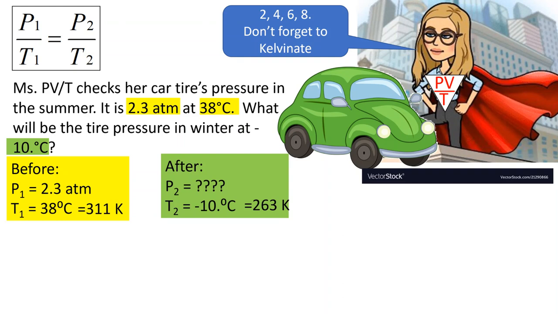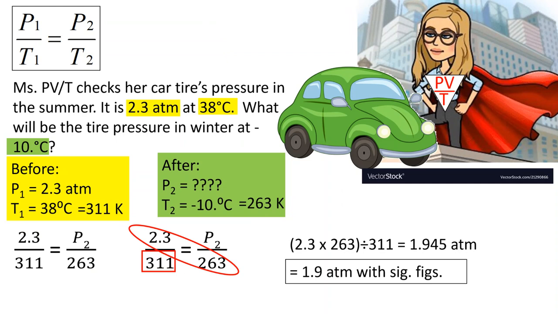Uh-oh, 2, 4, 6, 8. Don't forget to Kelvinate. So we changed our Celsius to kelvins. Now we're ready to plug in. So here's our equation, and we're going to cross multiply and divide. Everything in the oval divided by the stuff in the square. We get 1.945 atmospheres on our calculator. We round to 2 significant figures.